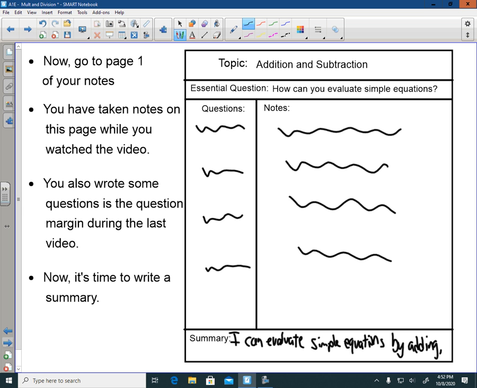And once you write that summary, you will have interacted with your notes 3 times, which means you have a great deal more possibility of remembering what's on that page. The first time was when you took the notes, the second time was when you wrote your questions, and the third time now is a summary. You can actually interact with those notes a 4th time by covering up your notes and asking yourself the questions that you wrote in that margin.